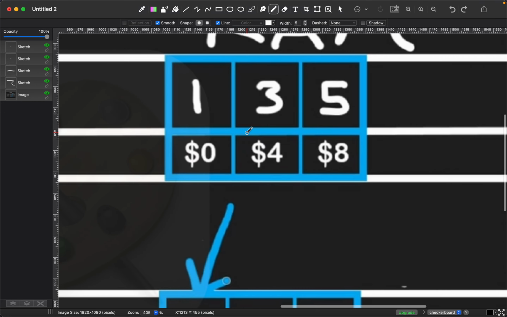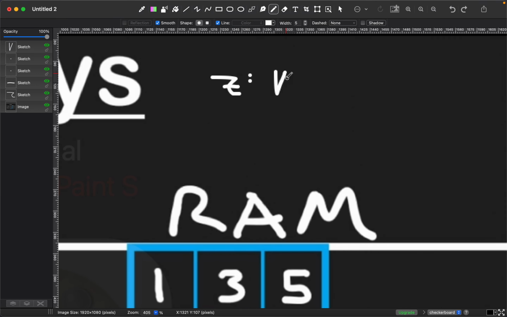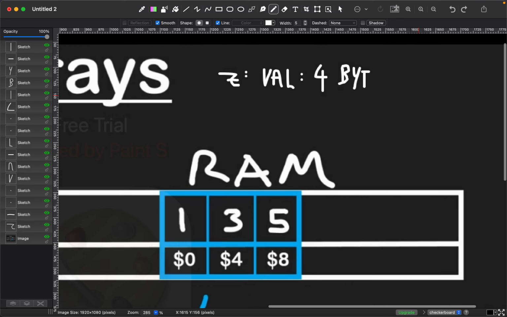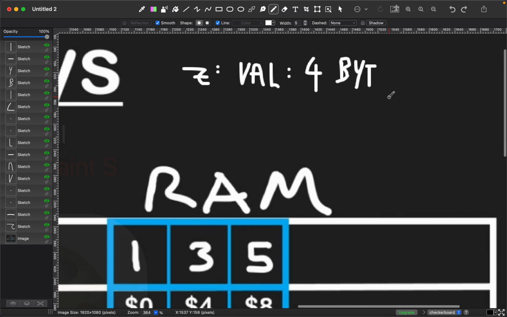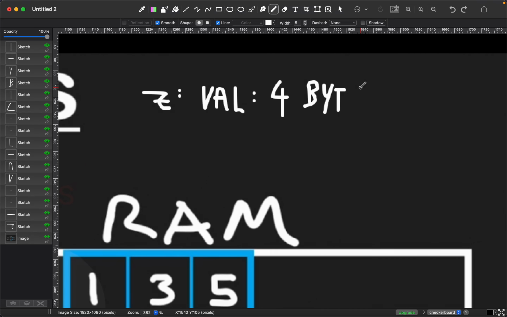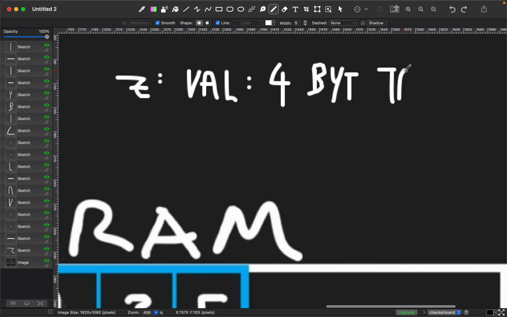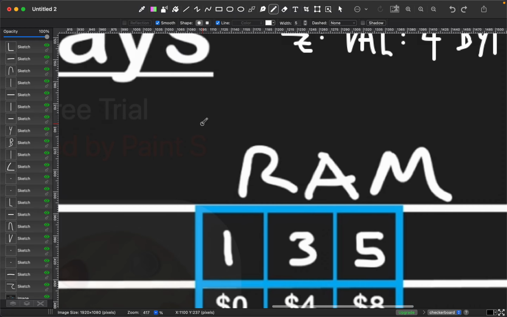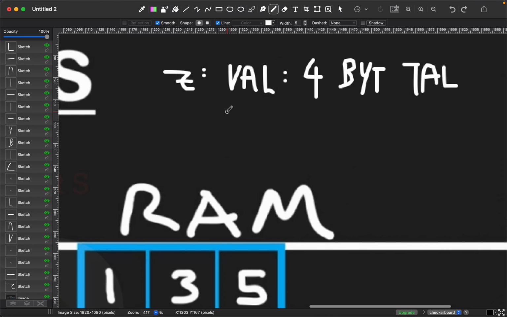Say if my value is like 4 byte, it's equivalent to saying that it's talking to the address, that okay, we can only have each item to have like say 4 address.